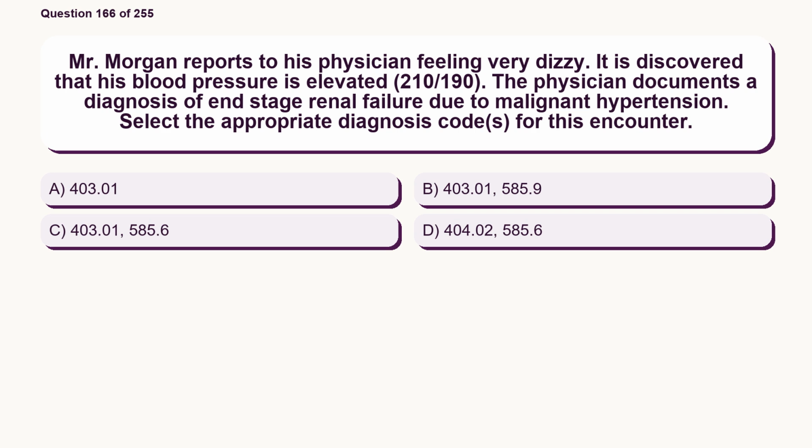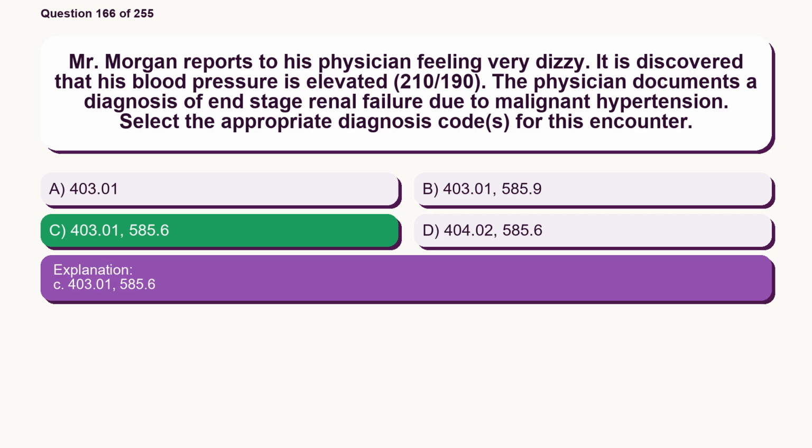Option A, 403.01. Option B, 403.01, 585.9. Option C, 403.01, 585.6. Option D, 404.02, 585.6. The correct answer is option C, 403.01, 585.6.